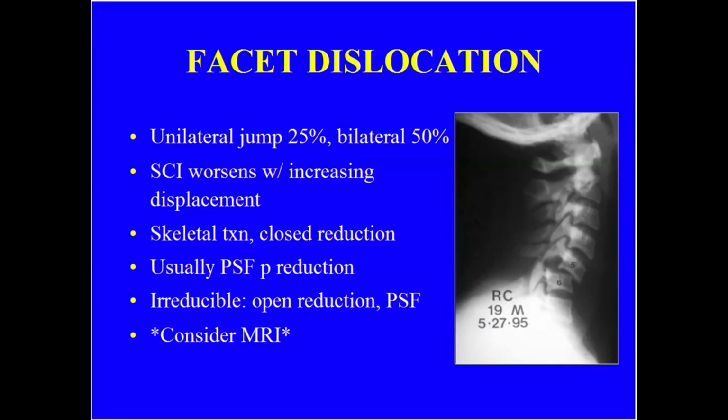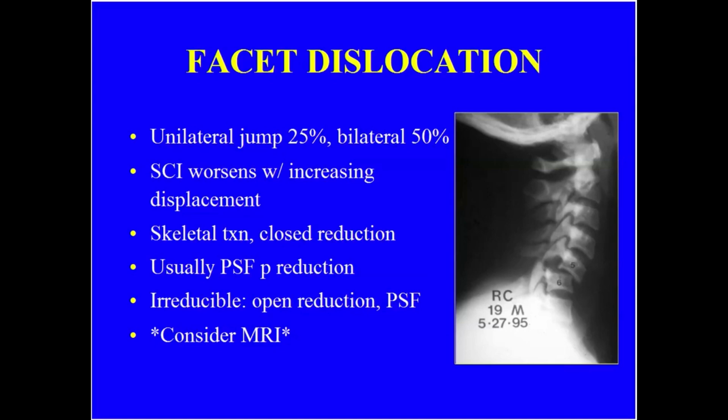The bilateral dislocation, where most of the time the PLL is going to be torn, is much easier to get reduced, but much more unstable and more likely to redislocate in any sort of orthosis. So a bilateral dislocation is definitely an indication for surgery.